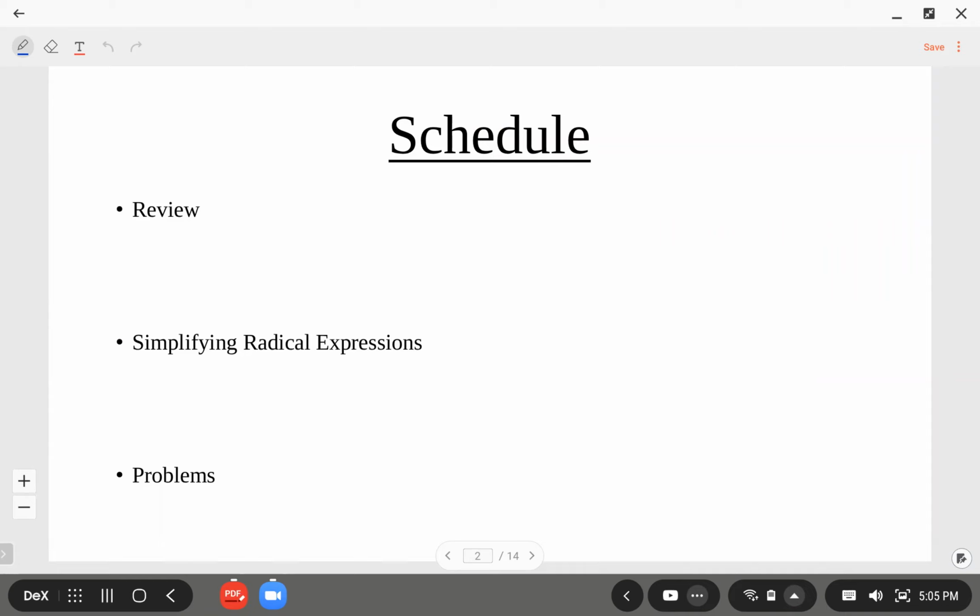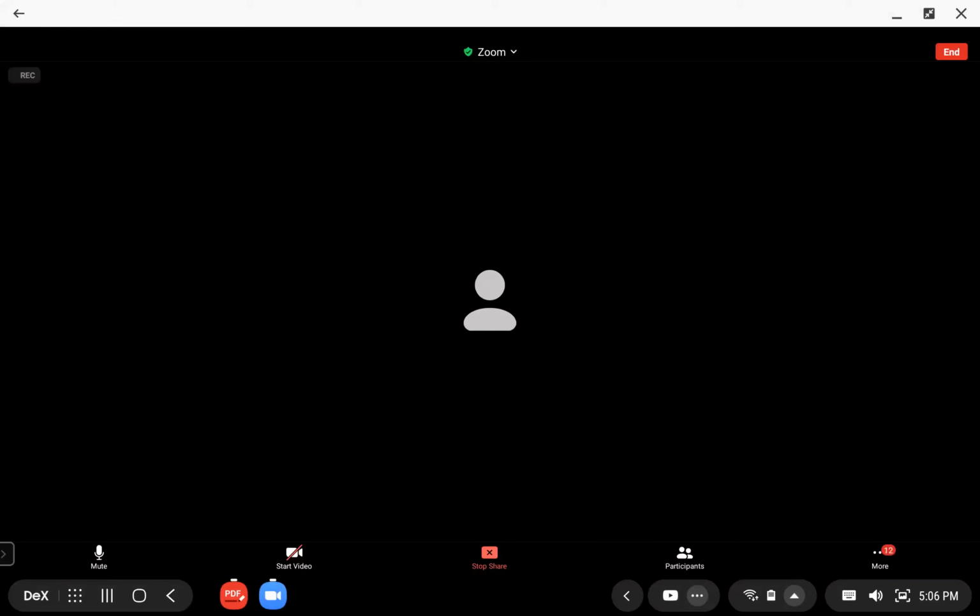So, our schedule today. First, we're going to go through a review. It's going to be quite a short one today since we're only talking about square root functions, but we do need to get out Desmos. And then we are going to be simplifying radical expressions, and then lastly, problems. Yes, we all need a little bit more problems, yes?